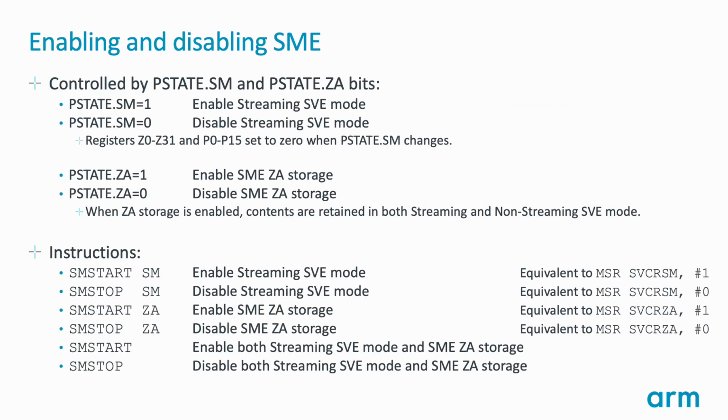How do we enable the streaming SVE mode? There is a dedicated field bit added to the PSTATE. It is referred to as SM. The SM field bit added to the PSTATE can be used to enable the streaming SVE mode or disable the streaming SVE mode. When the streaming SVE mode is enabled, the registers Z0 to Z31 are available. Predicate registers P0 to P15 are available. Whenever we make any changes to the SM field, these registers are automatically reset to 0.